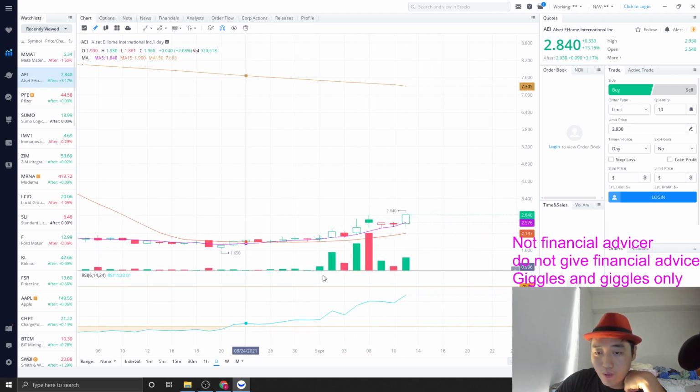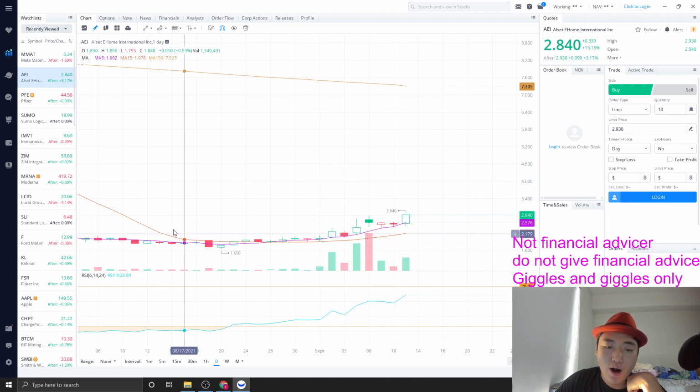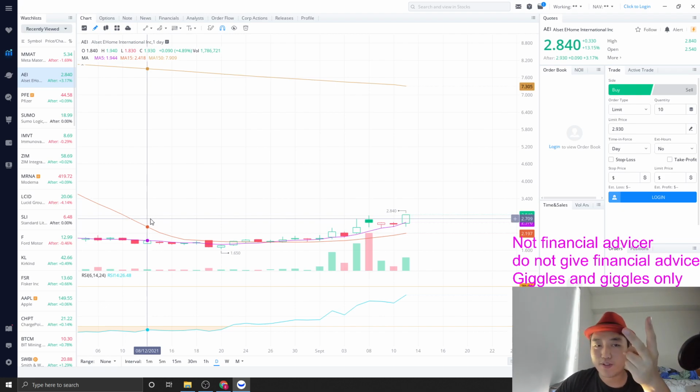This stock has the potential to go to over $3.3, and even have a potential to go even higher. Why? Because A, their fundamentals are really healthy. B, there's no option traded on the stock.